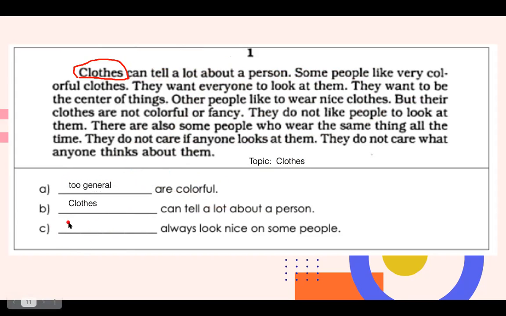And then letter C will be too specific because there's different clothes for different people and it depends how nice they look, so that's too specific. So the correct one was B. This is the main idea of the paragraph. Clothes can tell a lot about a person, and the paragraph goes on and tells us how clothes can tell a lot about people. So okay, very good to the 2 people who said it was B. Let's continue.